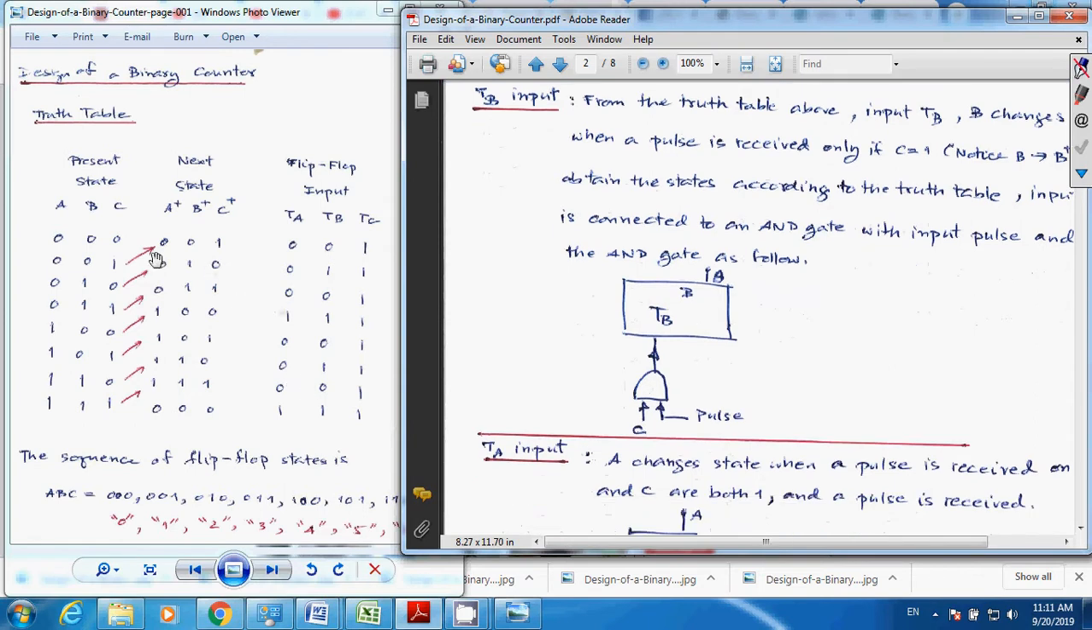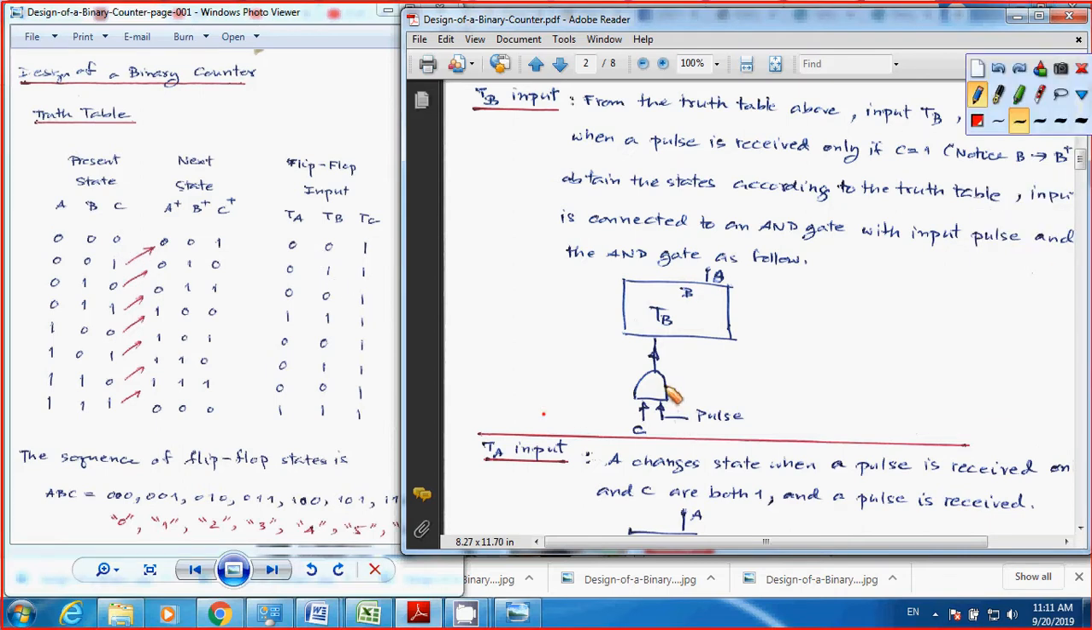Whenever C equals 0, it gives you what? 0 and 1. The power is always 1, right? So 0 and 1 is going to give you TB to be 0. For the AND gate, whenever you have a 0 show up, your output is going to be 0. So that's how you get your TB.